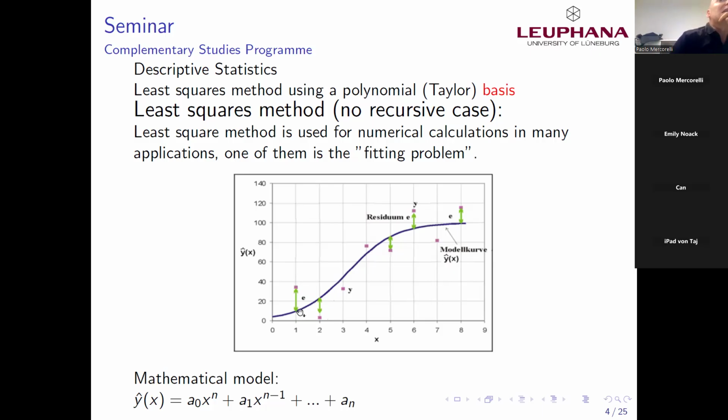This point here, which is y hat, is the model calculated at x1. This means a0 multiplied by x1 to the n, plus a1 multiplied by x1 to the n minus 1, and so on. I do the same here. This means y2 is circa, not exactly, this point here. What is this point here? This point is y hat calculated at x2. This means a0, the same a0 as before, because I will look for one function.